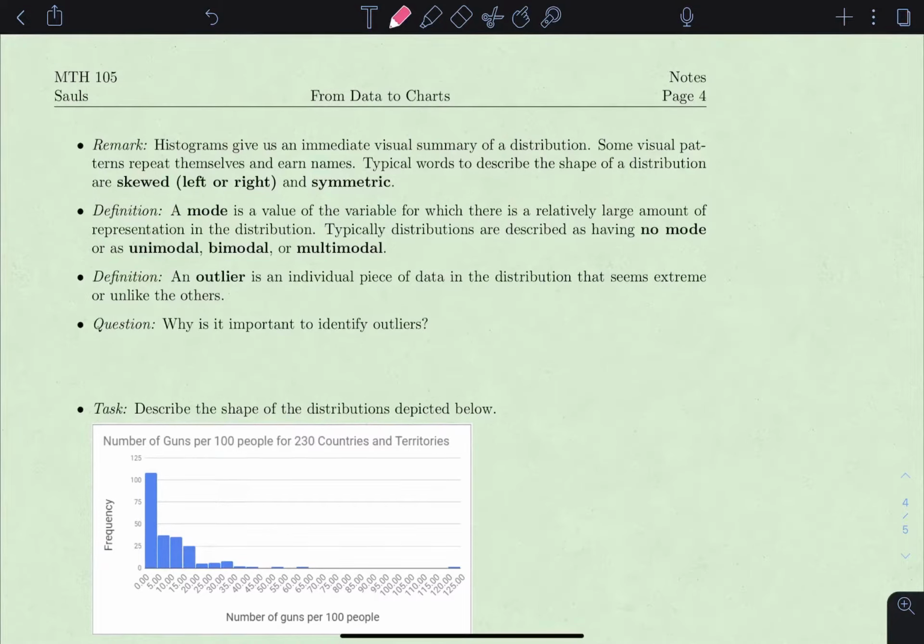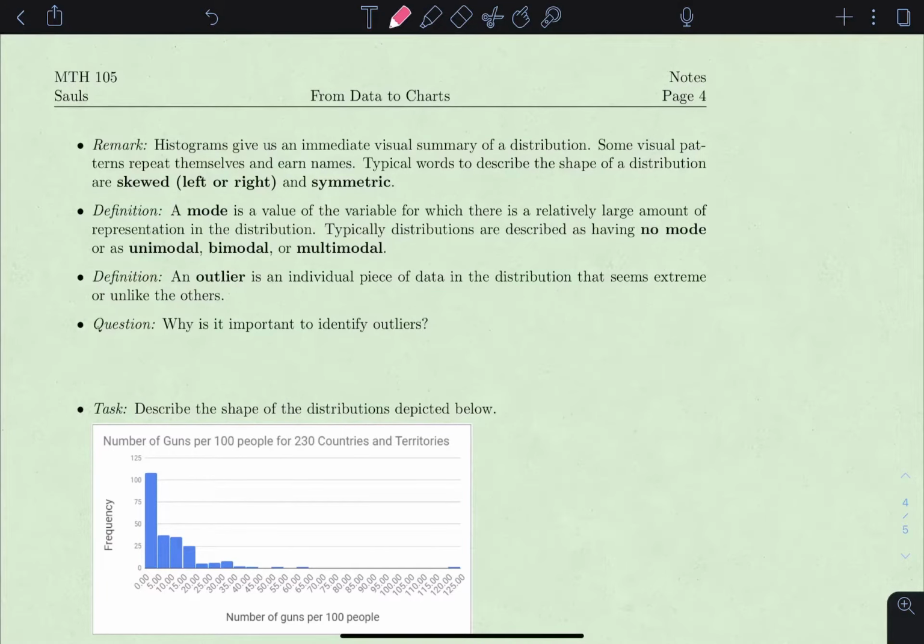Welcome. This is our fourth video about histograms, and in this video we're going to use some common words to discuss the shape and visual aspects of a histogram, and then we're just going to look at a few examples and discuss and use those words in relationship to the examples.